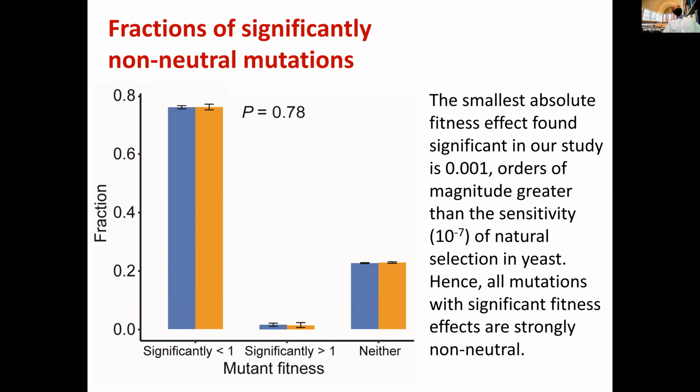So we found that among all of our mutants, the smallest fitness effect that is statistically significant is 0.001. That S is much, much higher than what natural selection can detect. In yeast, that is 10 to the minus 7. So all of those significant fitness effects are strongly non-neutral.